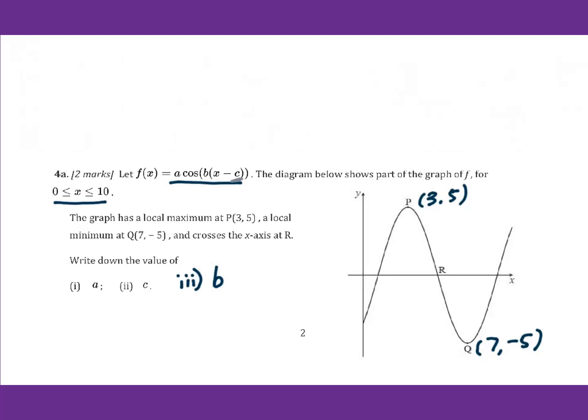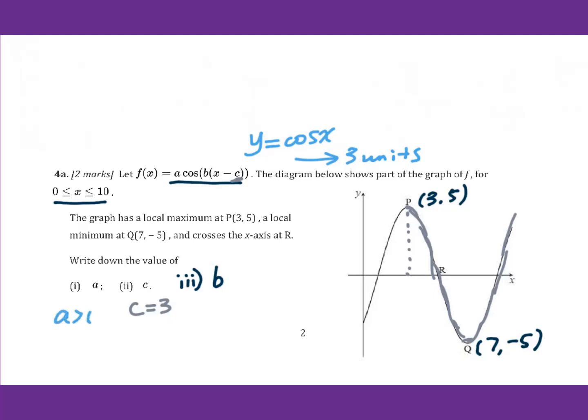First of all, we know this C is a starting point. It's not 0. Therefore, for cosine, we could see this pattern. This is a cosine. This will be the starting point. Therefore, C equals 3. Compared to y equals cosine x, let's move to the right 3 units. According to this pattern, we know A is greater than 0.